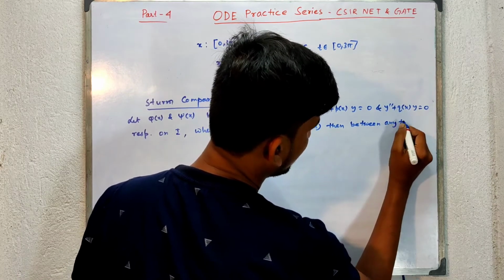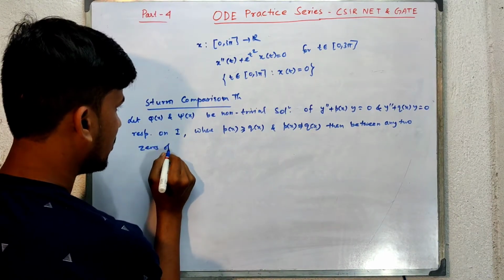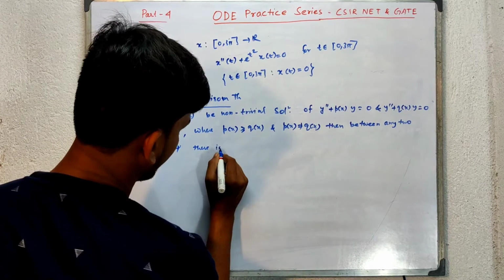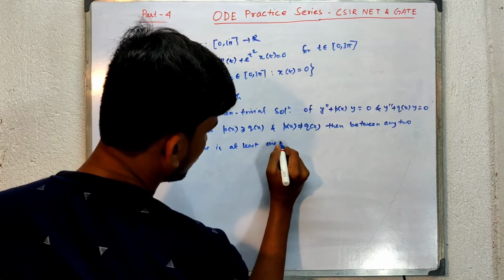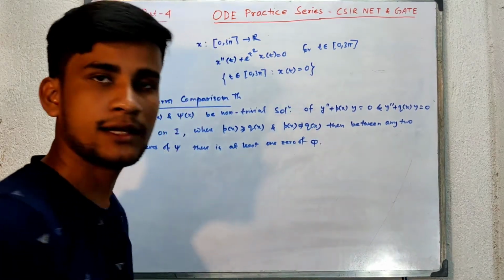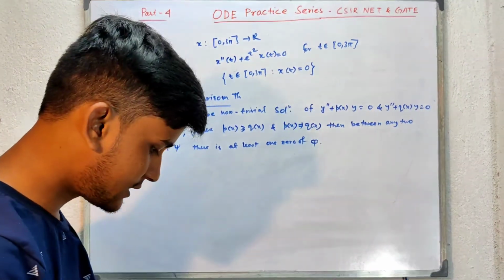between any two zeros of psi there is at least one zero of phi. Okay, this is the Sturm comparison theorem. We apply just this theorem.